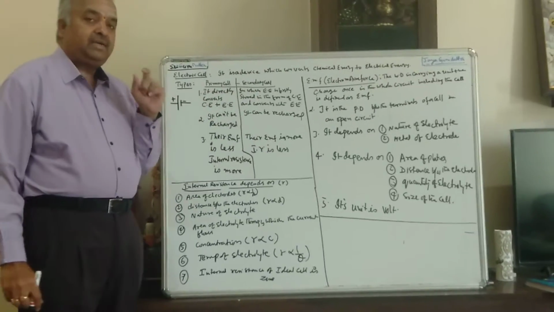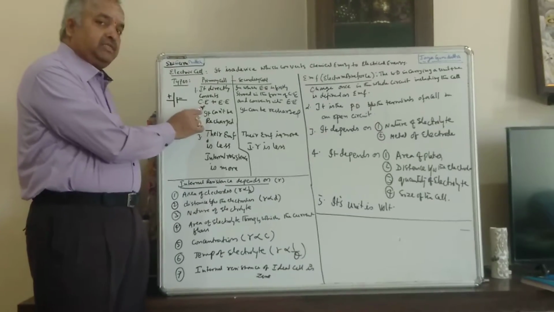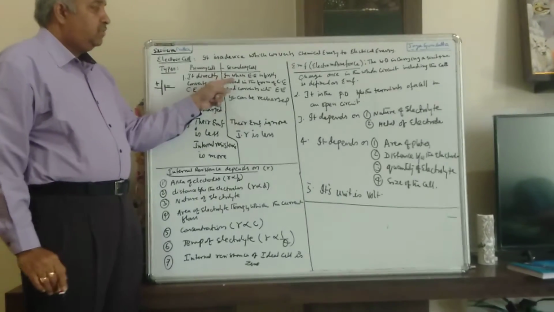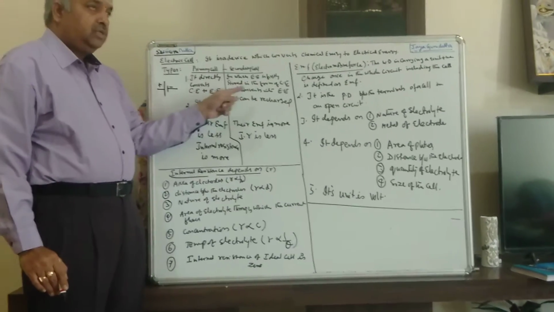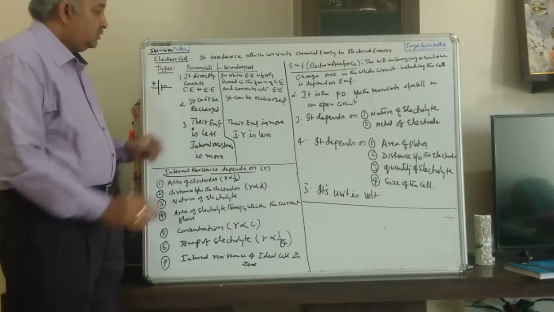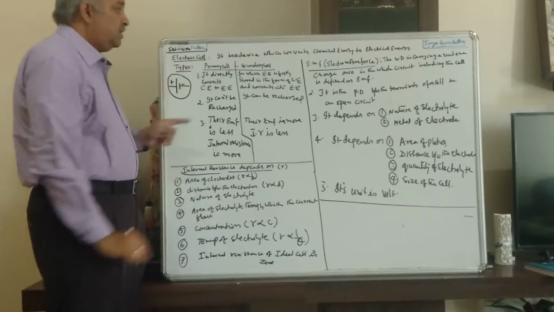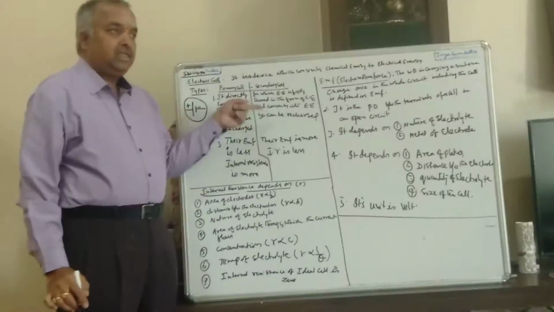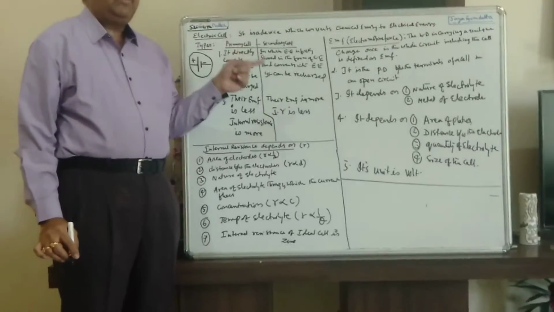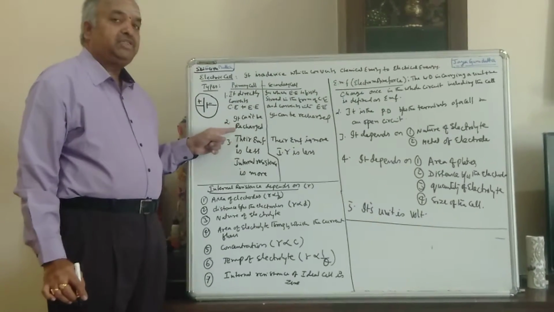What does a primary cell do? The primary cell directly converts chemical energy into electrical energy. Whereas in the secondary cell, the electrical energy is first stored in the form of chemical energy and then converted into electrical energy. This is the symbol for the primary cell, and this is the secondary cell. The secondary cell is also called a Leclanche cell, which you are going to use in the laboratories.